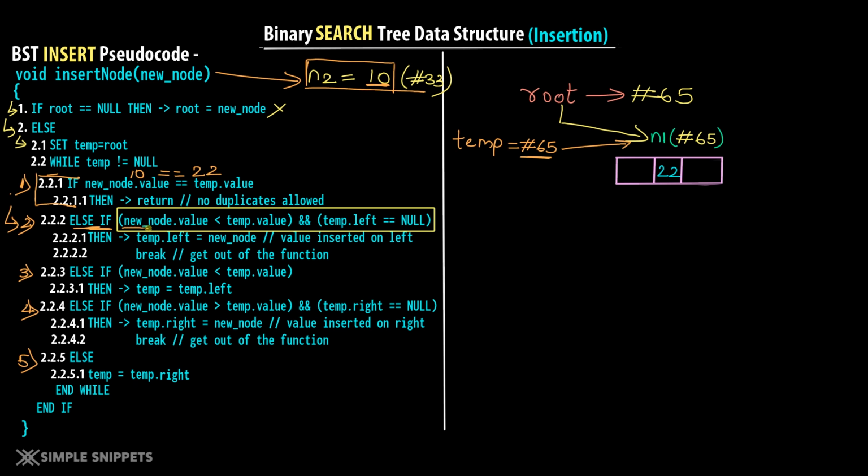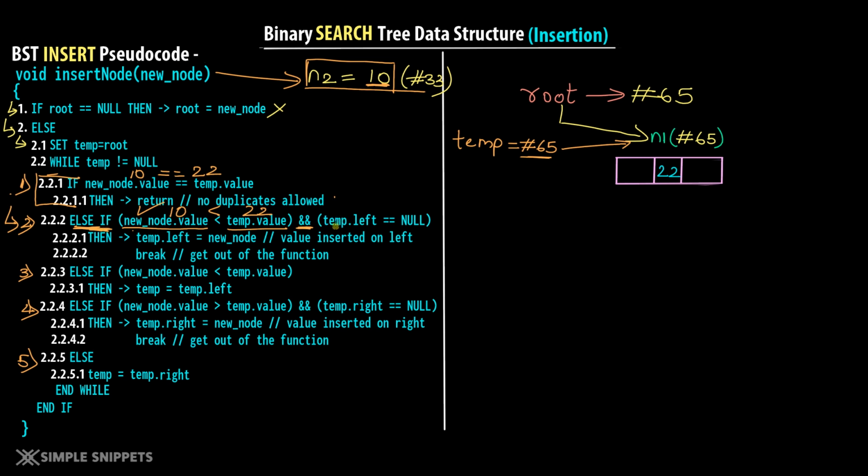So there are 2 conditions in this else if part. The first condition is if this new node dot value is less than the temp dot value. New node's value we have just seen is 10, and temp dot value we've determined is 22. So the first condition, that is if new node dot value is less than temp dot value, is true in this case. 10 is less than 22. Yes. So this is true. But we have one more condition with the AND clause, which means that both the conditions have to be true in order for this else if to be true, right?